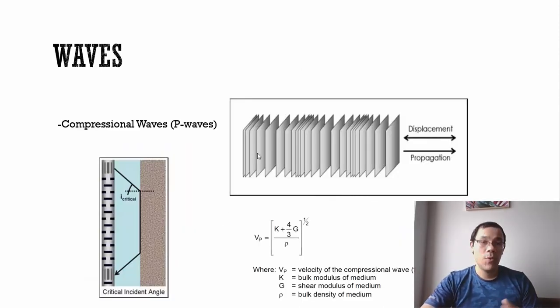This is how the wave behaves in the case of the compressional wave, which is also referred to as the P wave. The displacement and propagation go in the same direction. This is the formula to calculate the velocity of the compressional wave. So the transmitter will generate the wave, it will travel through the borehole fluid, will get into contact with the formation. After being critically refracted, it will go through the formation and then will go back through the borehole fluid and into the receiver.